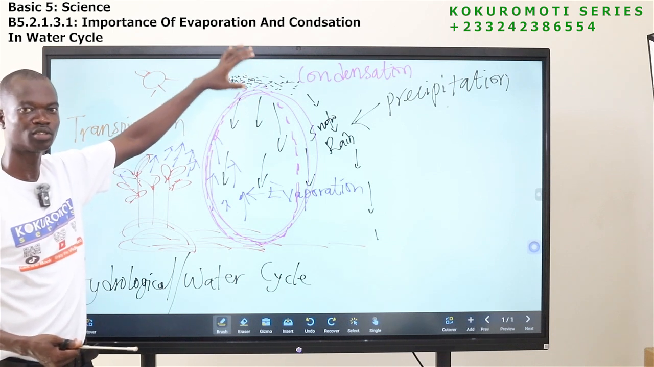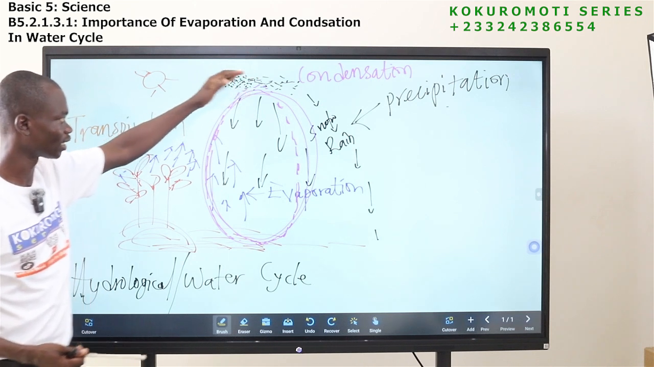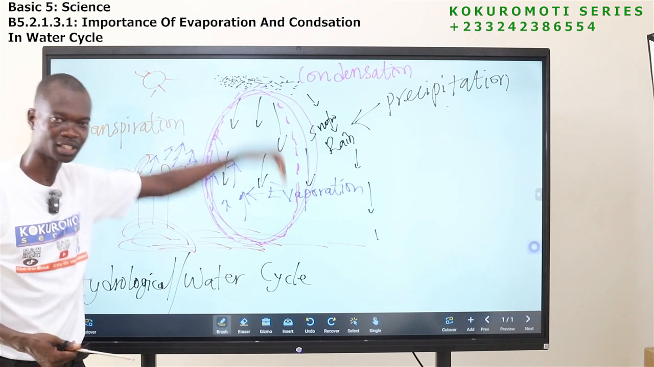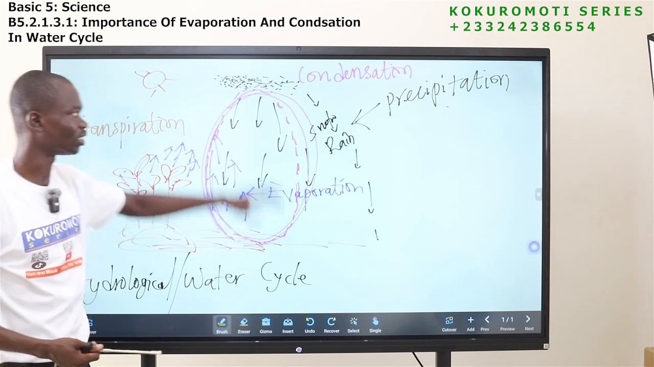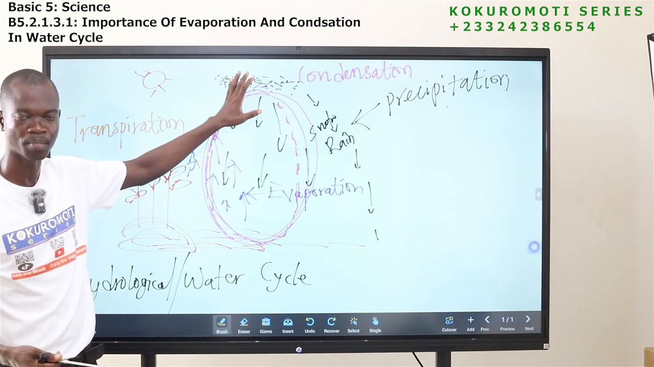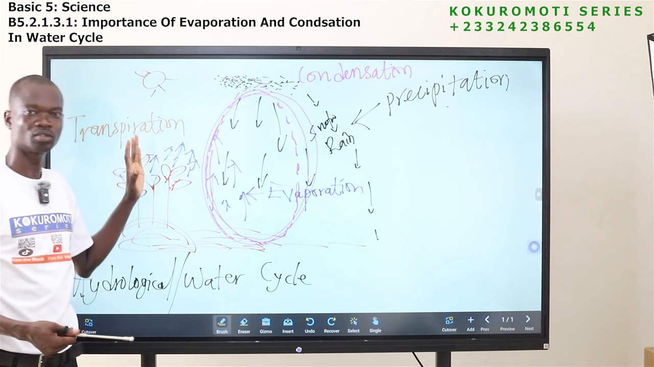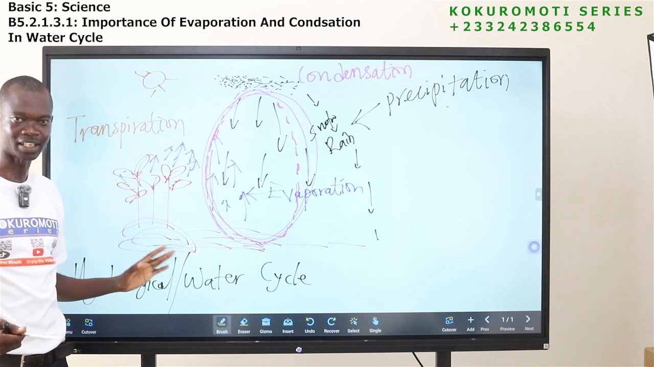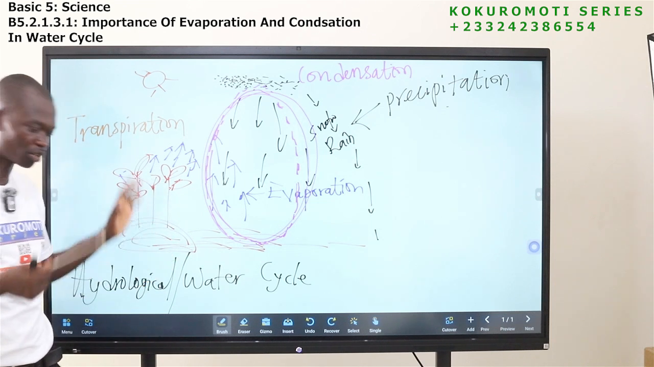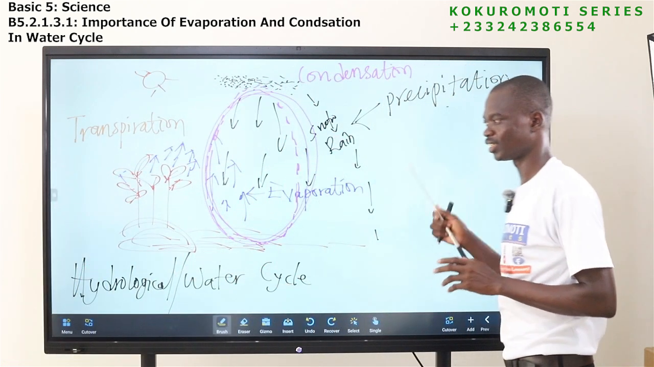The vapor will turn into water. So the water will be formed here, and after some time, it will come down. The process of it coming down is called precipitation, and the process where the vapor is changing into water is called condensation. So this is what the water cycle looks like. This is how rain is formed.